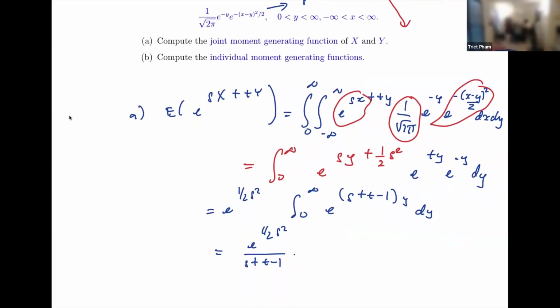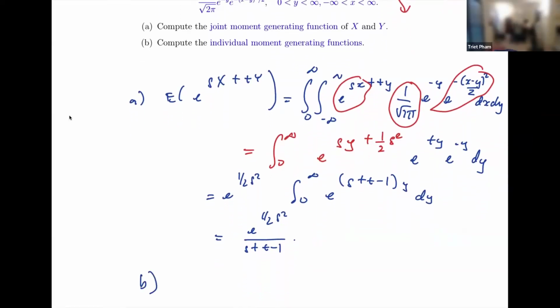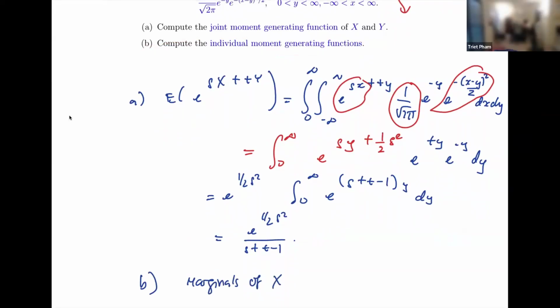Okay, so now part B asks you to compute the individual moment-generating functions of X and Y. What does that require? That requires that we find the marginals of X and Y, and then you use the moment-generating function technique to find it.